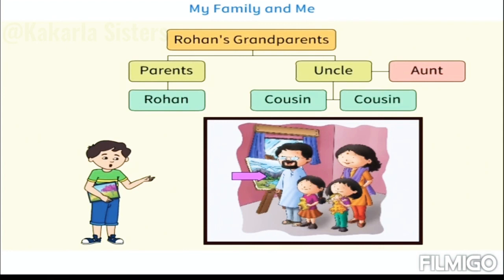My uncle Raj, or my father's brother, is an artist living in Delhi. My aunt Tara, or my uncle's wife, is a doctor. Their two children, Tanya and Tina, are my cousins.